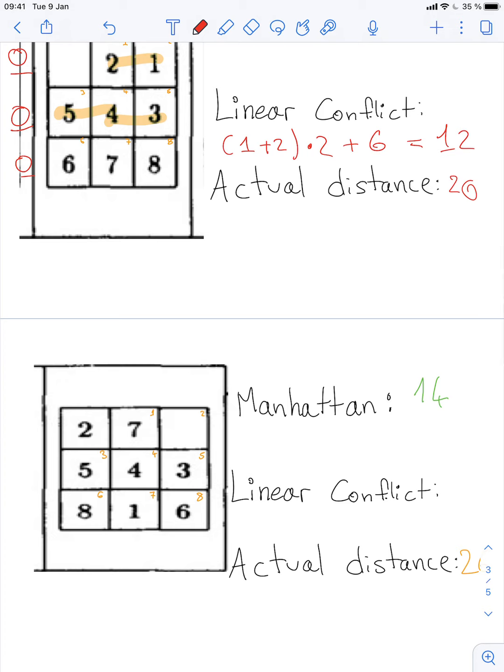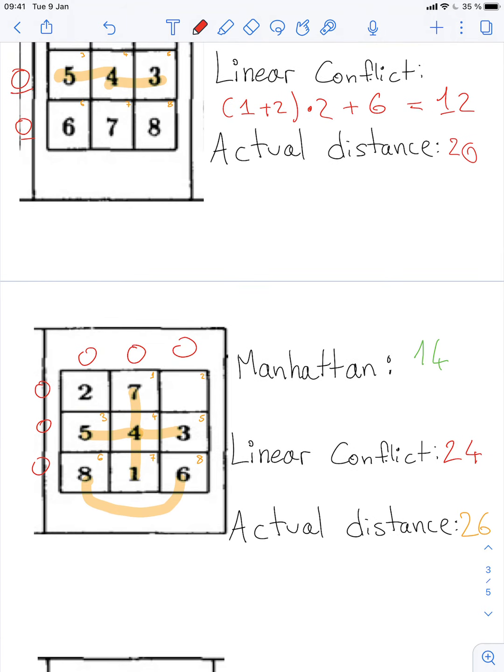I hope you got the answer right. It is 24. It's a little bit trickier, this one, but let's go through it step by step. So we first identify all linear conflicts. So here's a linear conflict here, here, here, and here. After that, we go row by row and column by column, and we add things to the linear conflict.